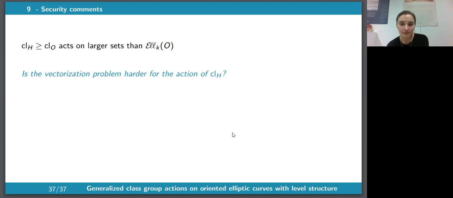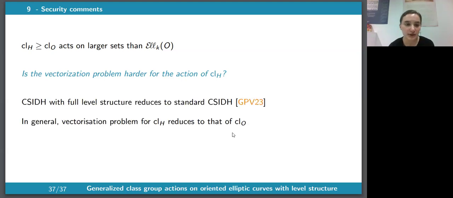And for the case of CSIDH with full level structure, Galbraith, Perrin and Voloch already explained that even though indeed in CSIDH with full level structure we are acting on a larger key space, the problem, however, reduces to standard CSIDH. And in our case, this is no different. In general, the vectorization problem for a generalized class group reduces to that of the class group of O.